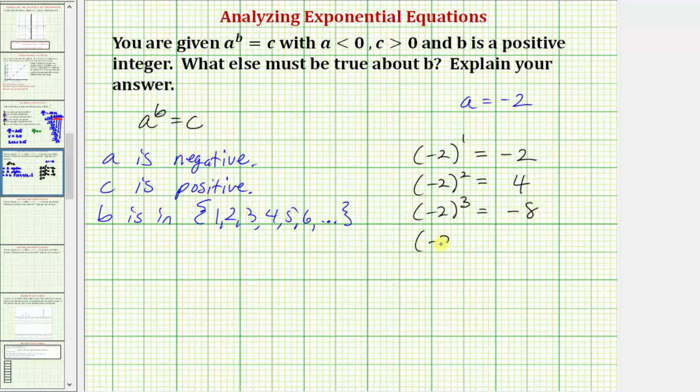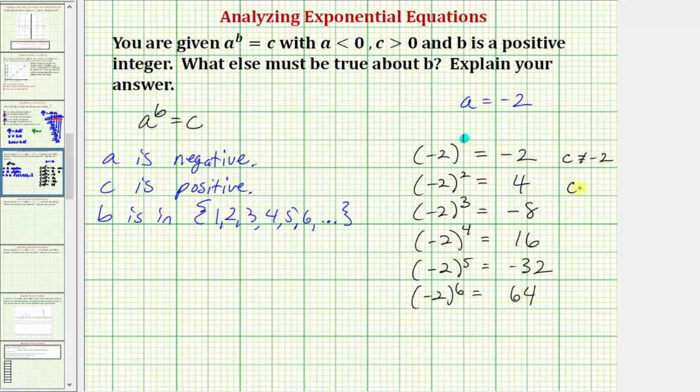When b equals positive 4, we'd have negative 2 to the fourth, which is equal to positive 16. When b equals 5, we'd have negative 2 to the fifth, which equals negative 32. And when b equals 6, we'd have negative 2 to the sixth, which would be equal to positive 64. Now remember, the right side of these equations would be the value of c, but we're told c must be positive. So here, c cannot equal negative 2, which means b cannot equal positive 1.